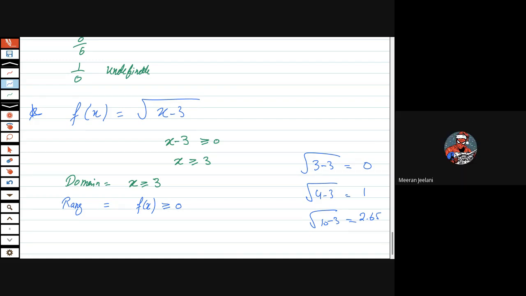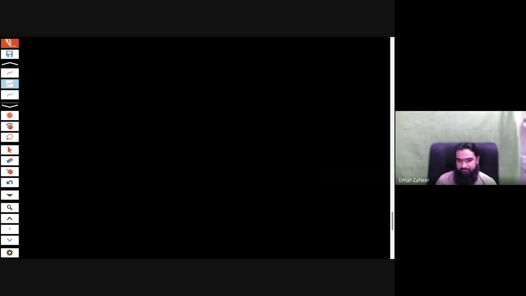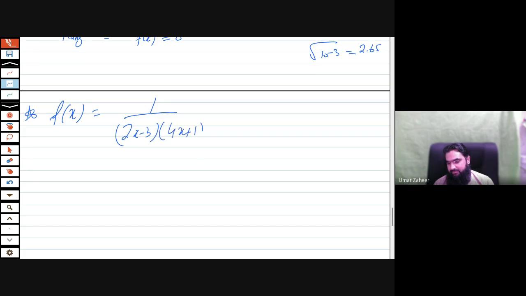Yes. Okay, in the same way, for example, the reciprocal function: you have f of x is equal to 1 divided by (2x minus 3) into (4x plus 1). You have such type of functions. So look at here, we have the product. If this value is going to be 0, the whole thing will be undefined. If this value will be 0, the whole thing is going to be undefined.